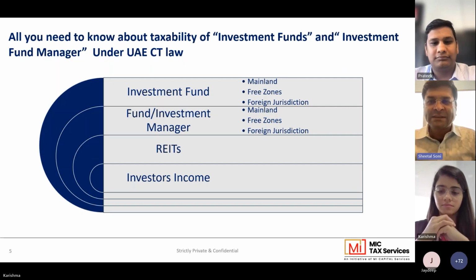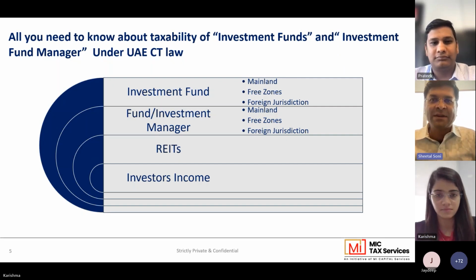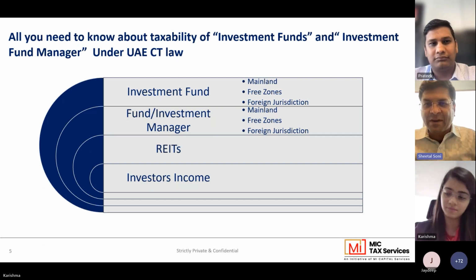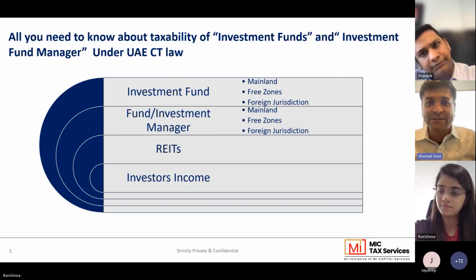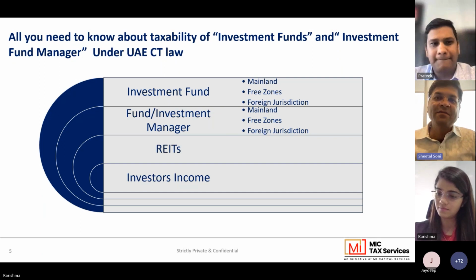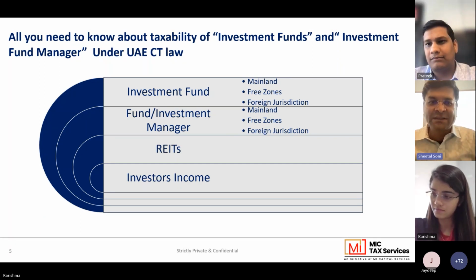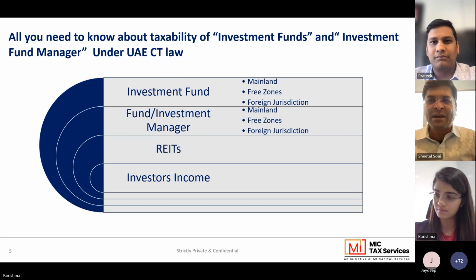Apart from it, there is a separate category of investment funds called REITs, and there is a separate ministerial decision related to that as well. We'll cover certain specific conditions related to REITs as well. A typical investment fund has investors who invest in a fund, and we will also cover today how an investor will be taxed if the investor is investing via an investment fund.